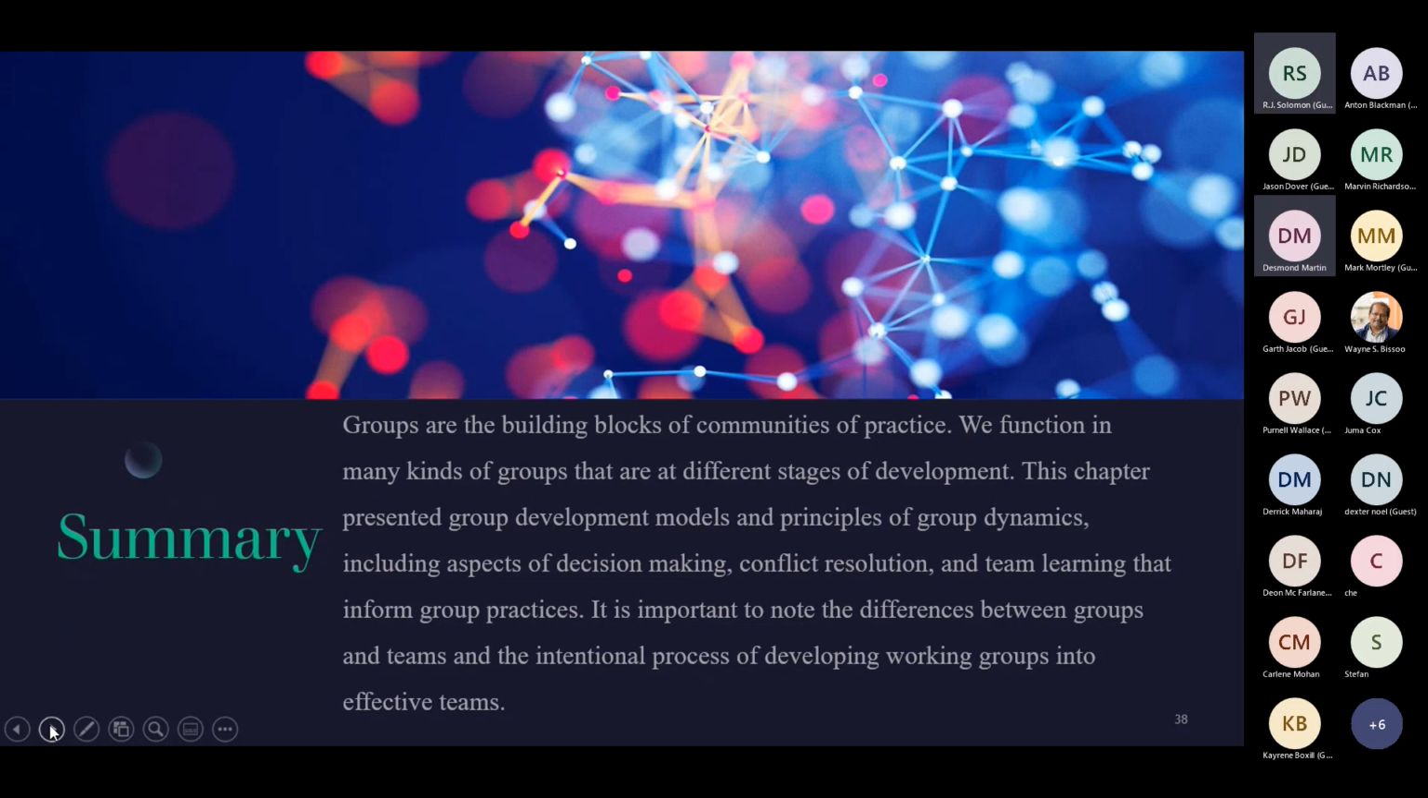So the chapter summary. Looking back, groups are the building blocks of communities of practice. We function in many kinds of groups that are at different stages of development. This chapter presented group development models and principles of group dynamics, including aspects of decision-making, conflict resolution, and team learning that inform group practices. It is important to note the difference between groups and teams and the intentional process of developing working groups into effective teams.